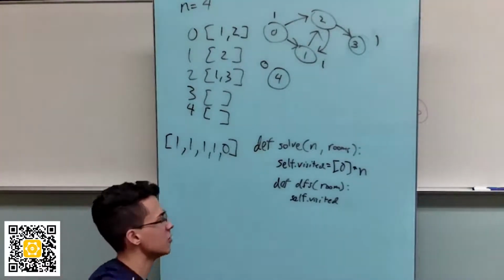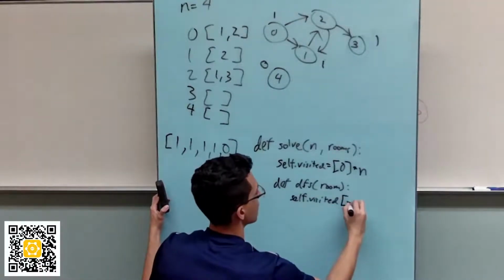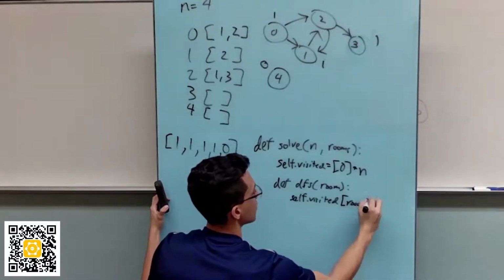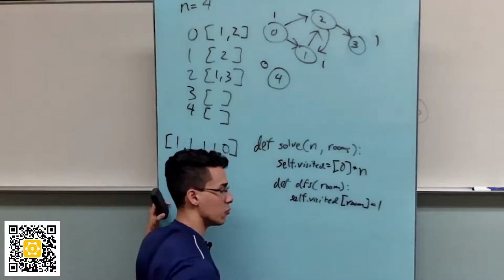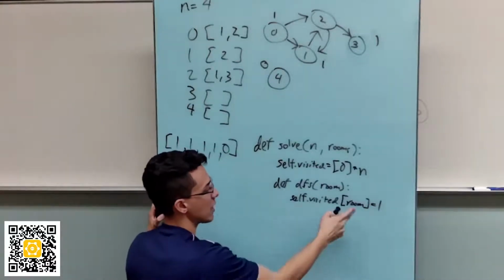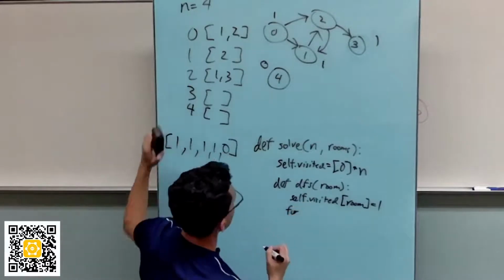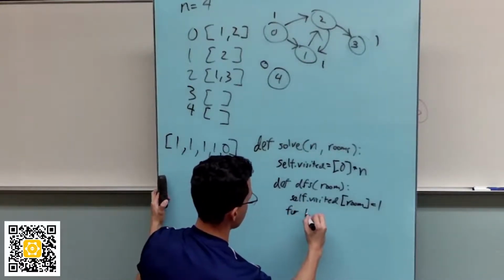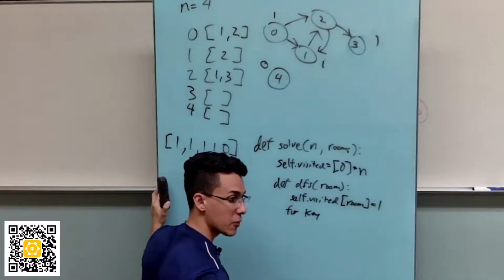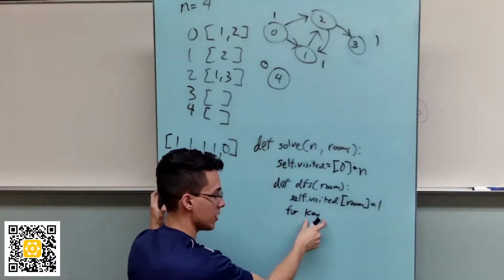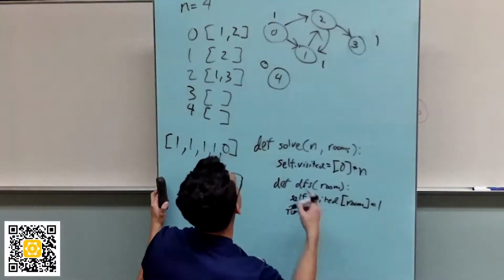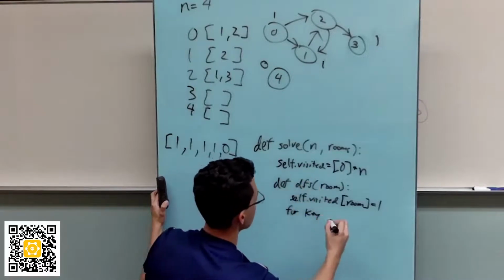We need to make sure it's visited. That matrix tells you what keys you have. So we say 1. 1 means it's visited. So first we have to say that room is visited. Then we iterate through the list, right? For key in rooms, we're going to get the key, right?